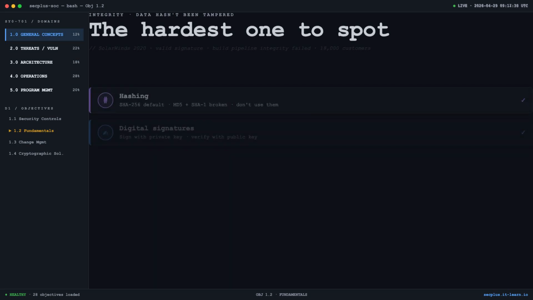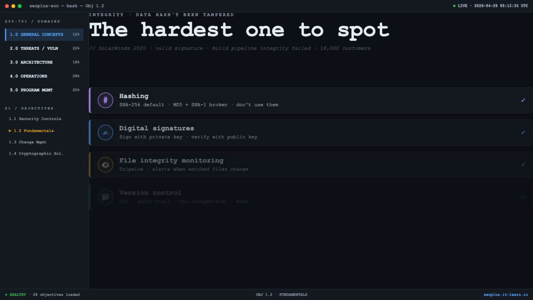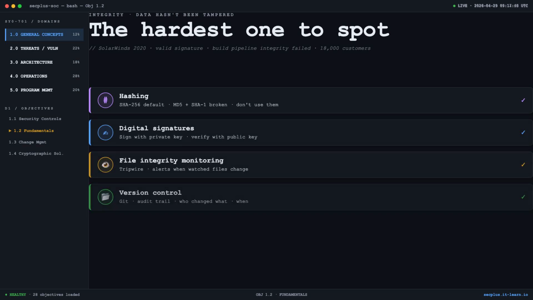Integrity controls: hashing, digital signatures, file integrity monitoring like Tripwire, version control. Hashing is the workhorse. You hash the file, you hash it again later. If the digests match, it hasn't changed. SHA-256 is the current default. MD5 and SHA-1 are broken. They have collision attacks. Do not use them for security.